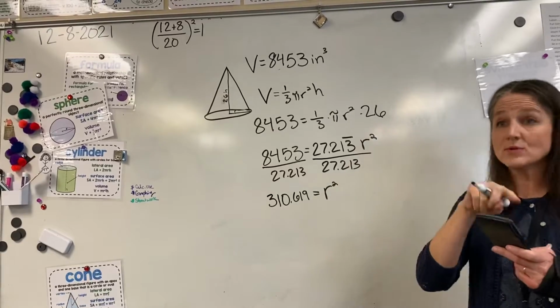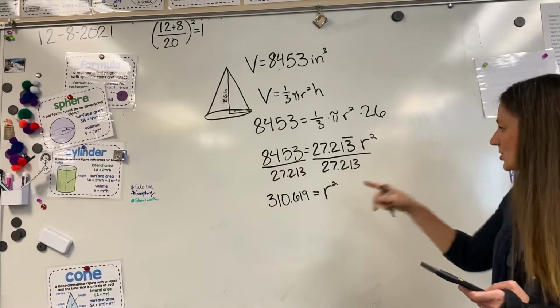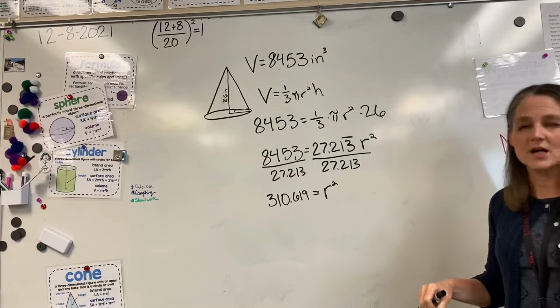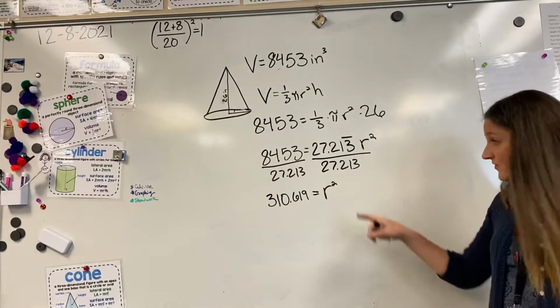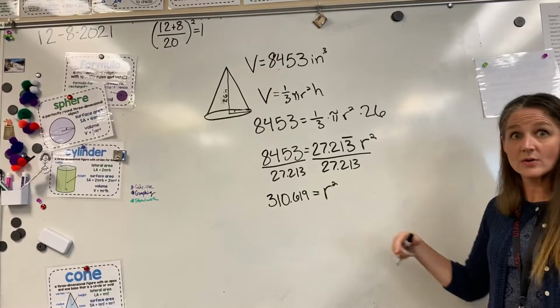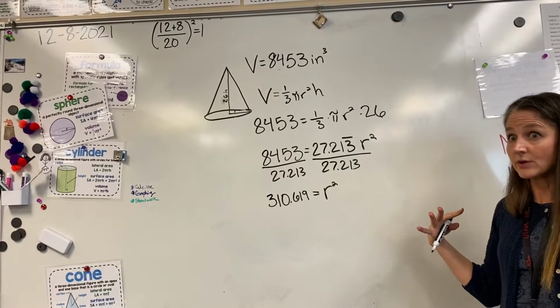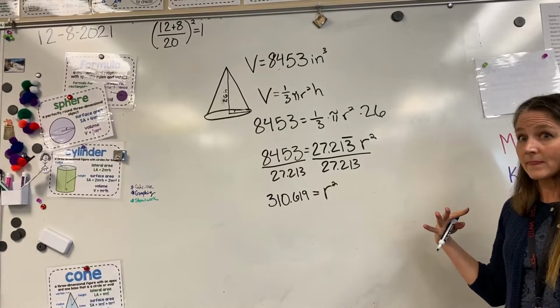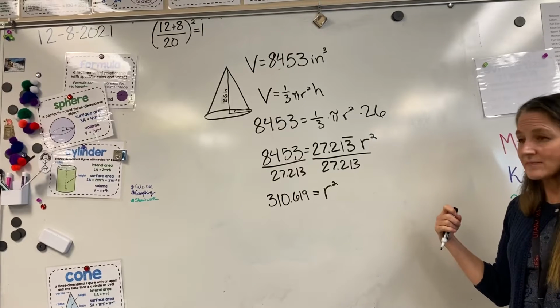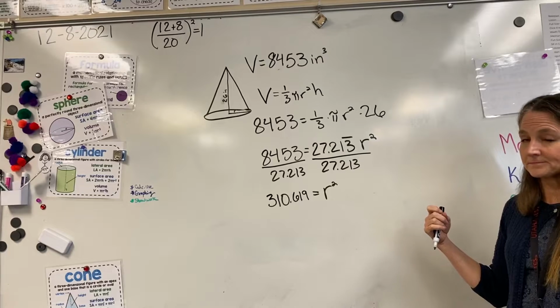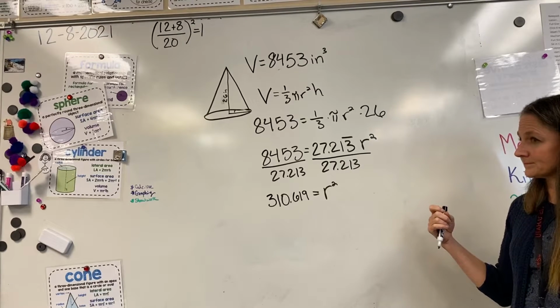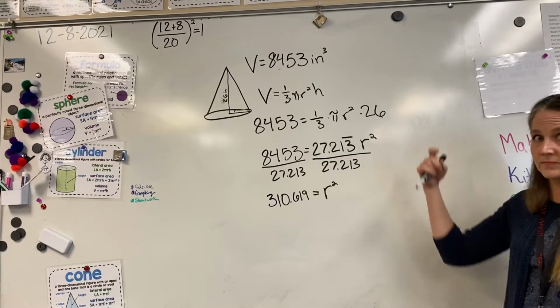But I'm not going to clear my calculator. Do I want r squared? No. What do I want? So if I have r squared and I want r, what do I need to do? Divide by 310.619. Divide by what? You have to square root it. I have to square root it.